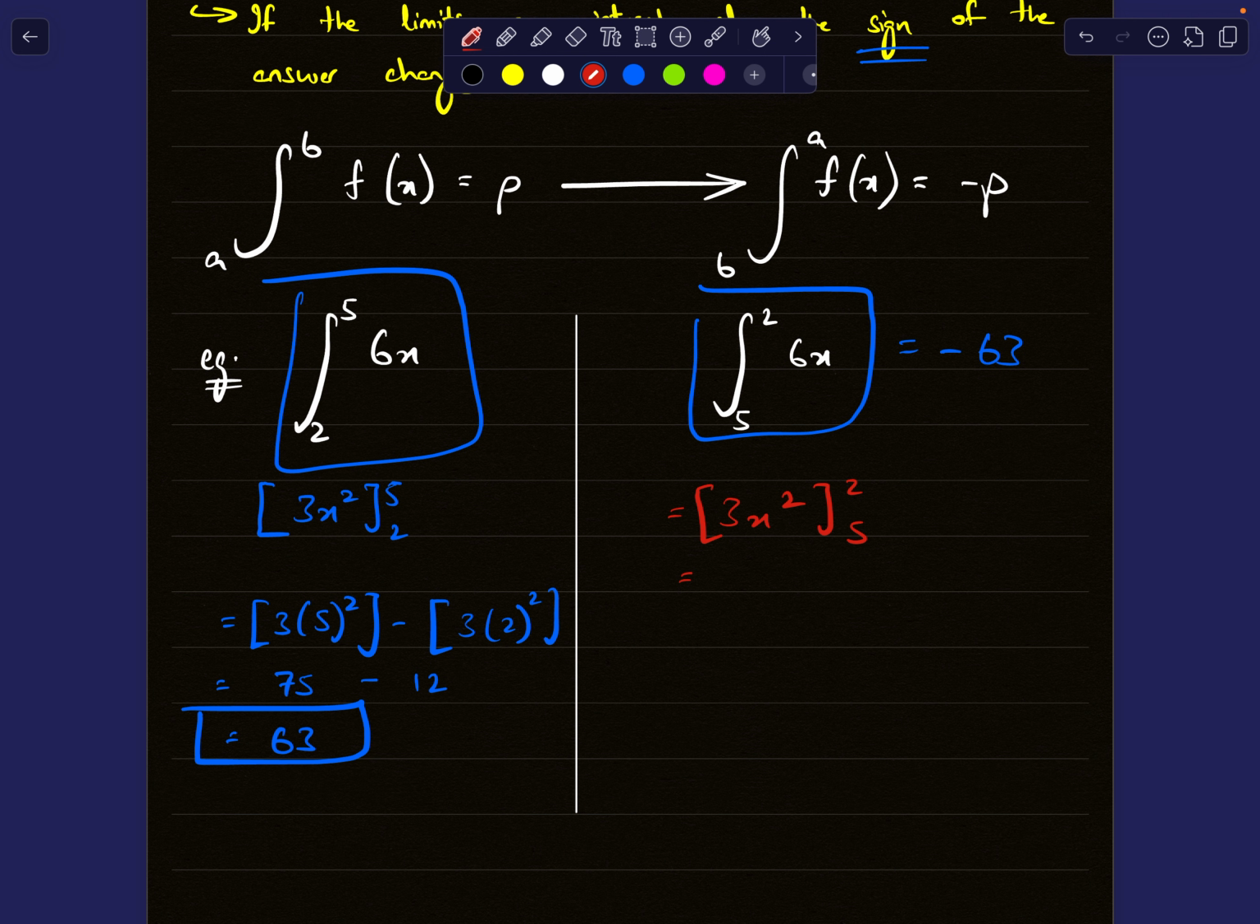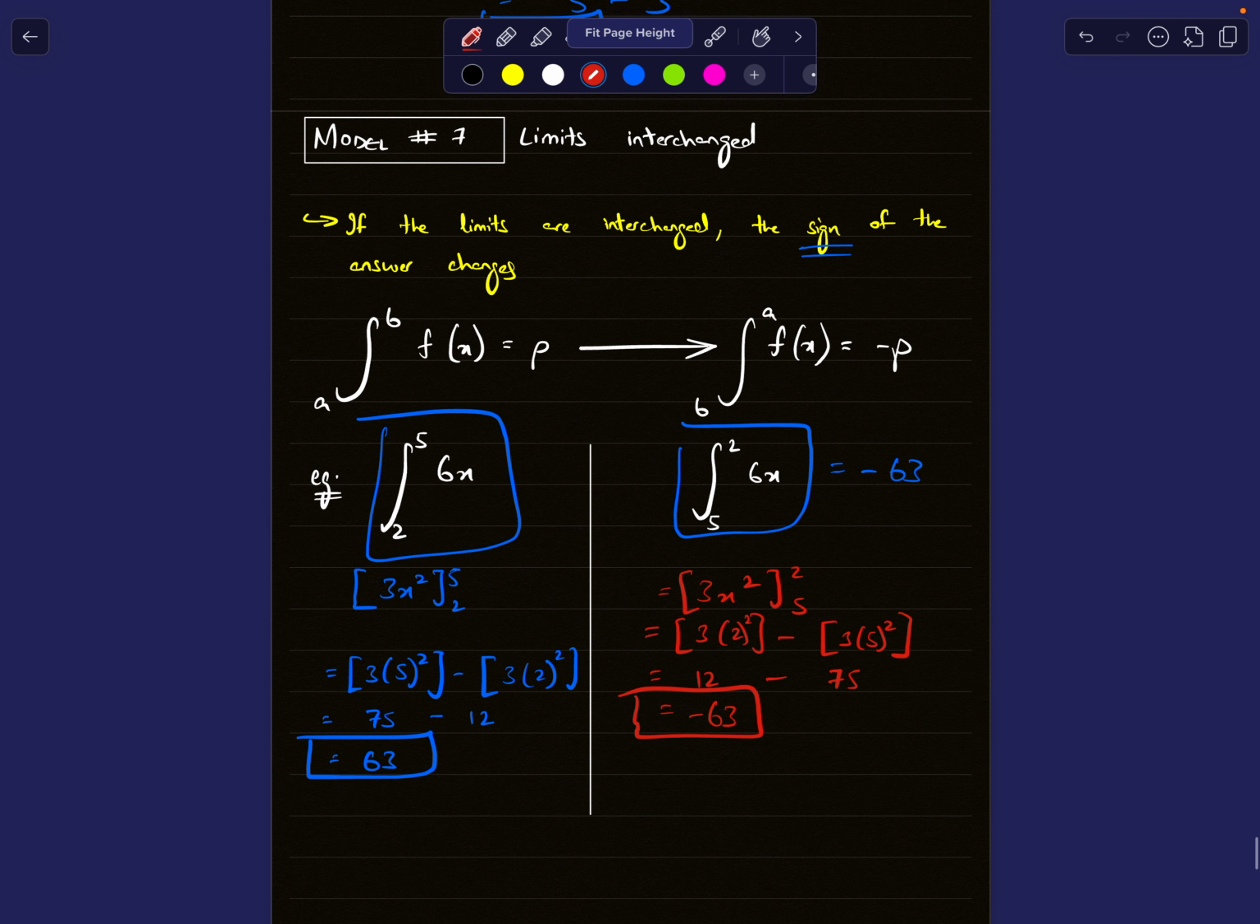So the integral is 3x squared and the limits have been swapped. If we substitute the limits, the upper limit minus the lower limit respectively, we would be left with something like this. And we have 12 minus 75 simplified, and thus we have our final answer as we expected it to be.